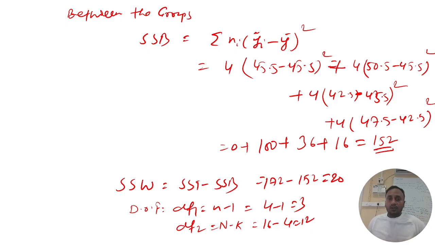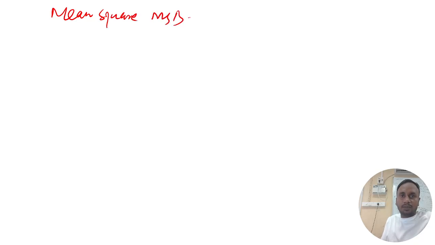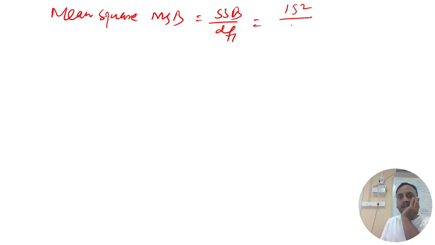Okay. So what is the next step? We have to calculate the mean square. MSB will be SSB by degree of freedom of 1. What is the SSB? How much? 152. Degree of freedom 3. How much will come? 50.67.